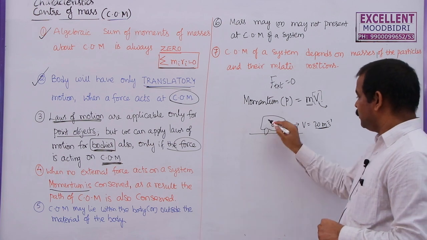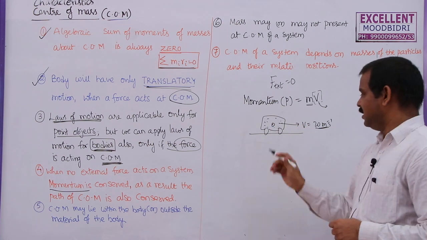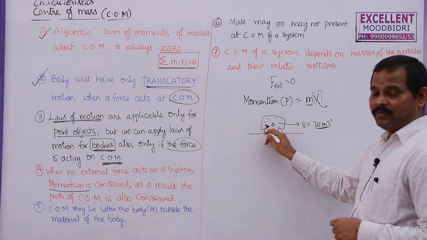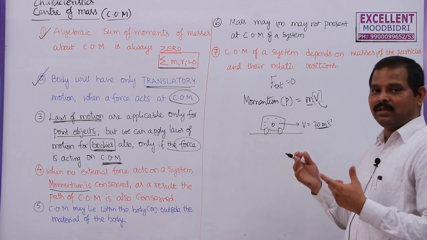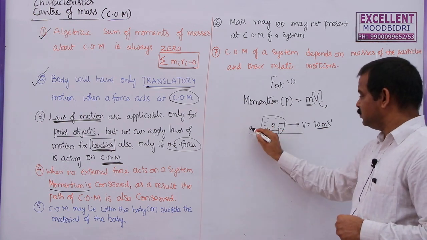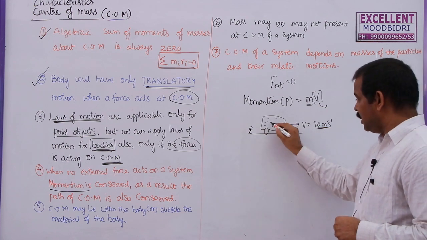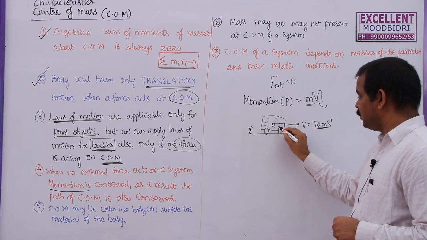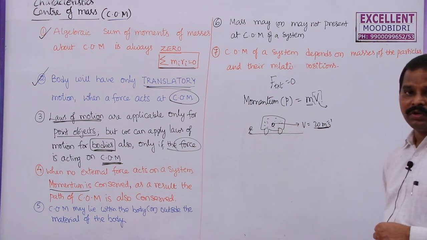Why? Because different particles, different parts of the body may have different velocities. The passengers are at rest with respect to the reference frame inside the bus. But for the observer observing from outside, they are also moving with the same velocity. Here, each and every particle of the bus is traveling with the same velocity. That's why the velocity of the center of mass of this one is 20 meters per second.